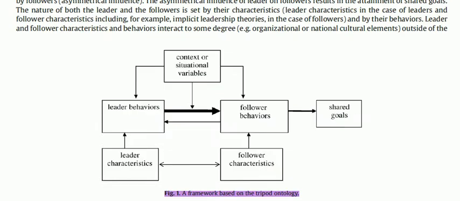So here is the framework based on the tripod ontology. So I've got leader behaviours, follower behaviours. I've got these characteristics, the sort of psychology. What psychology underlies a leader? What psychology underlies a follower? I've got a context, obviously my organisation or situation, will have an impact on follower behaviours and leader behaviours, and then I've got some type of shared goals. And the emphasis is on the leader leading the follower, so that arrow's bigger.